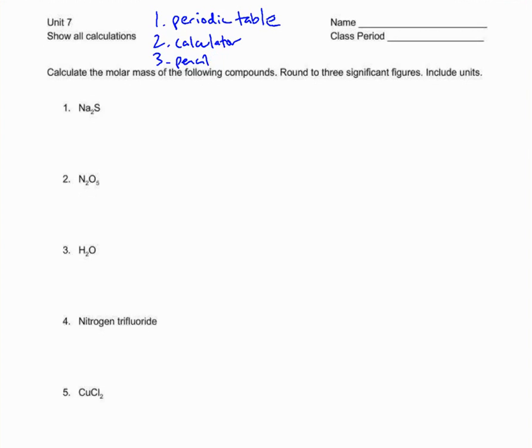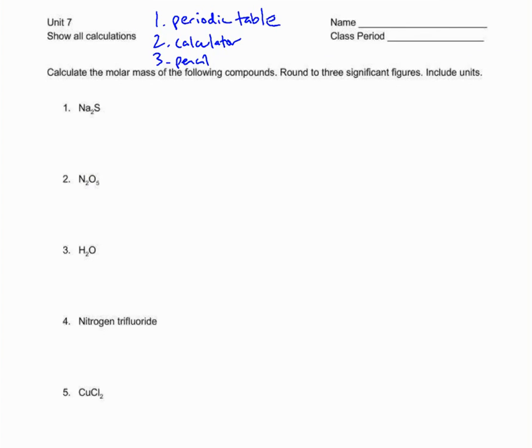For now, what you need to do is the table method. And so I'll go through and I'll show you the table method, and then I'll show you the faster method. The table is not the fastest, but the table helps us with some later ideas in this unit. And so that's why we want to make sure that we understand the table method. So the number one, we're looking at Na2S, sodium sulfide.